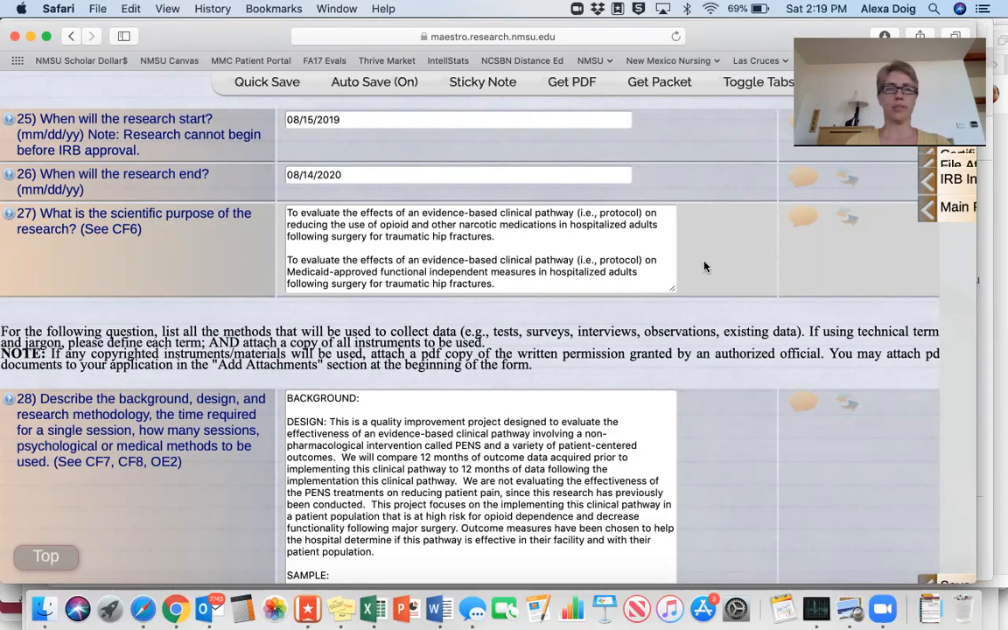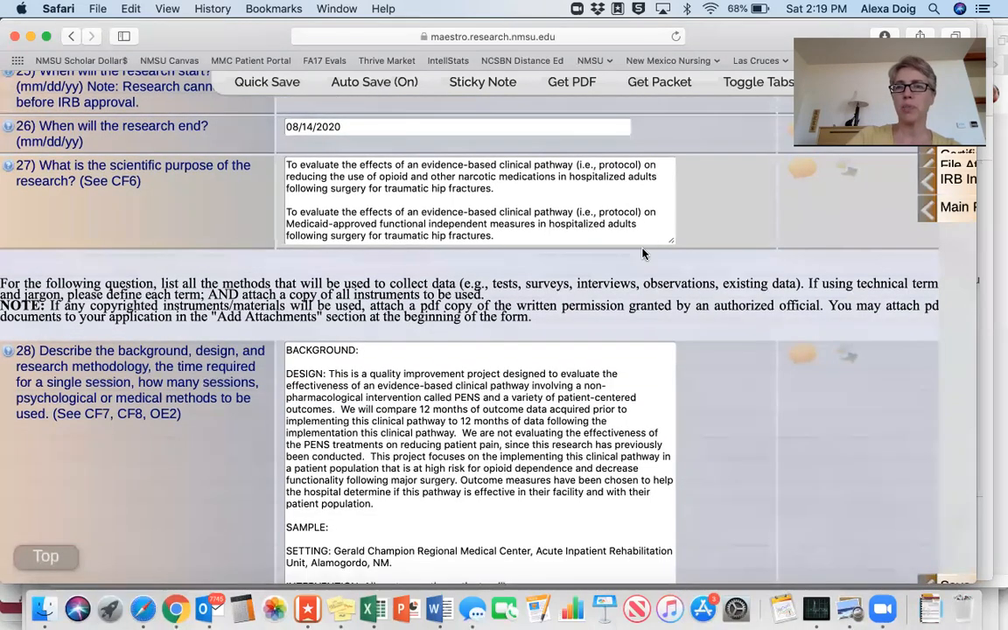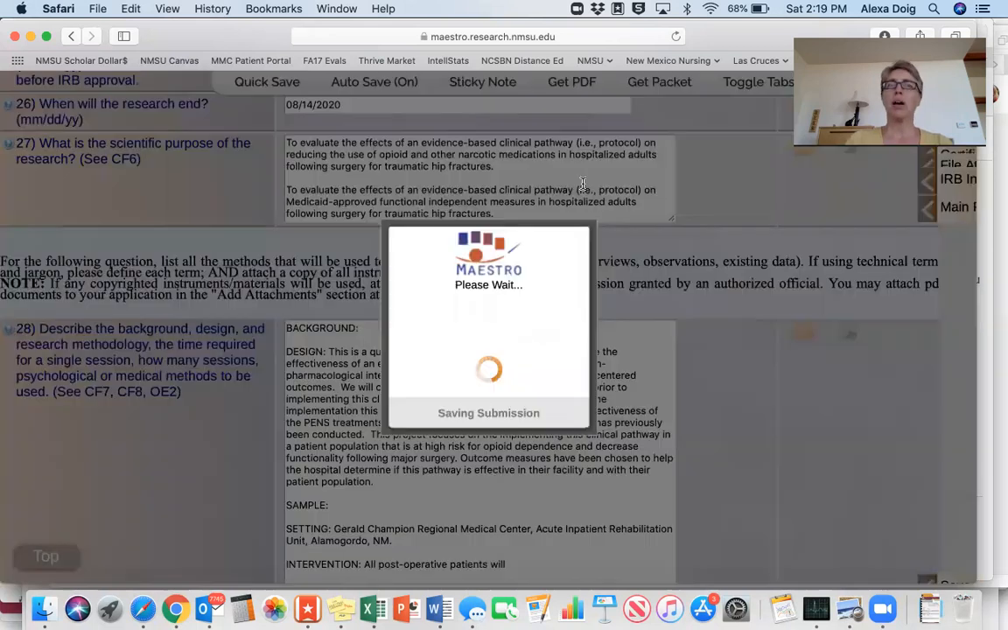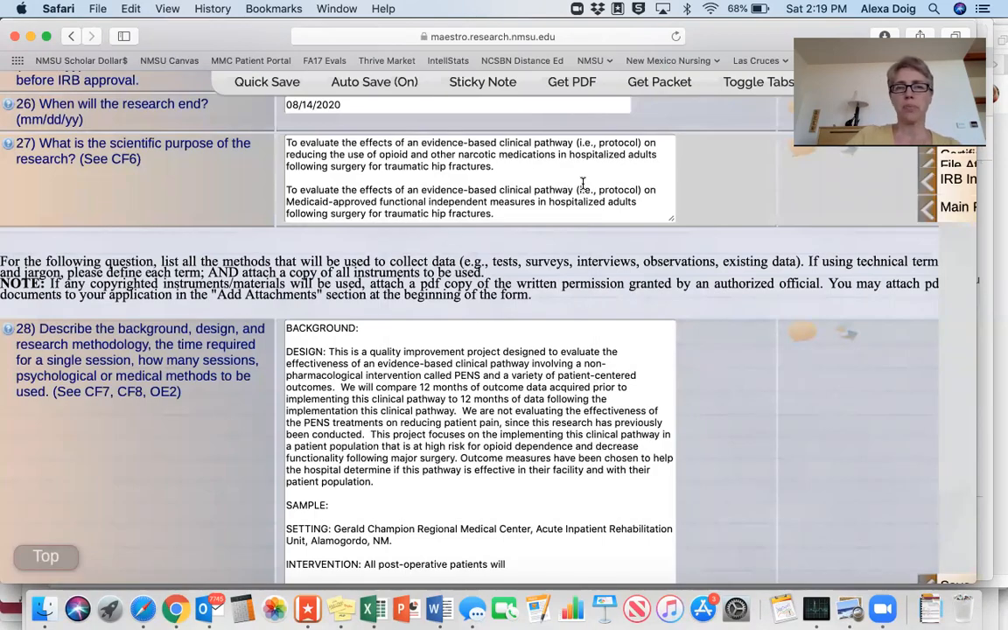The other one is exactly the same, but with a different outcome. Evaluate the effects of an evidence-based clinical pathway on Medicaid-approved functional independence measures in hospitalized adults following surgery for traumatic hip fracture. So that is kind of the scientific purpose. I would recommend, if you have a more general purpose statement, to add that in there as well, but certainly you want to have your clear objectives, project objectives.